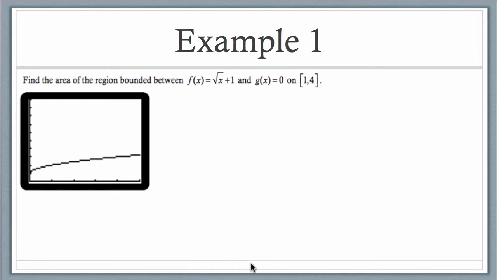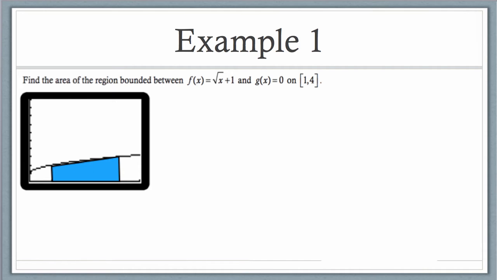In this example, we're going to find the area between f of x equals the square root of x plus 1 and the x-axis on the interval from 1 to 4. Now with these two functions and this interval, we're really just in the first quadrant, so that's what I used for my graphing calculator window. I'm going to shade in the area that I'm actually looking for, the region. So I'm from 1 to 4 and everything between these two curves.